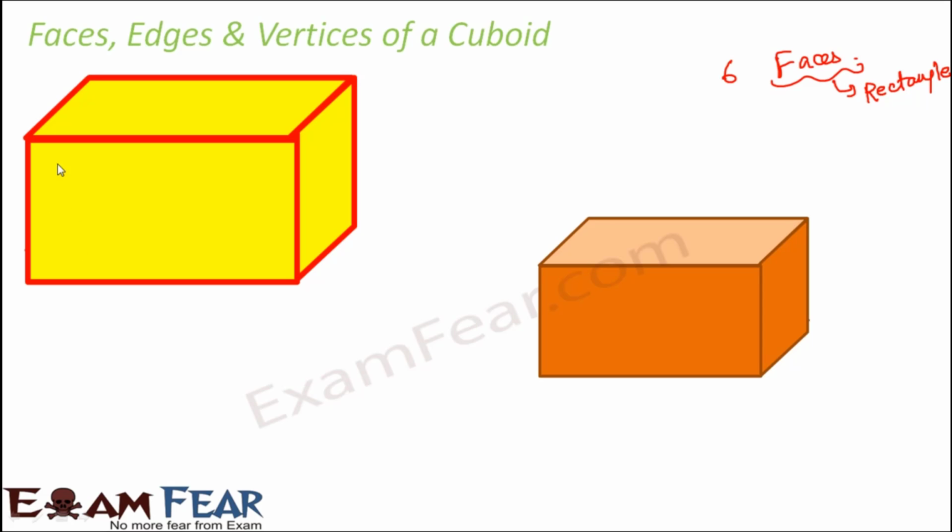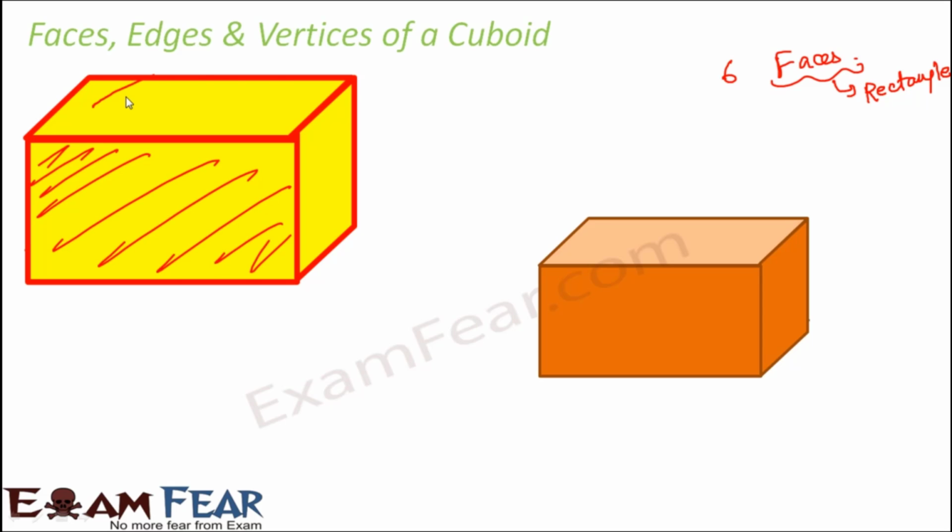Right? So we can say that this is one face, this is one face, this is one face. So we can see 3 faces, and 3 faces are not visible. One is at the bottom, one is at the back, and one is on the other side. So total there are 6 faces in a cuboid.